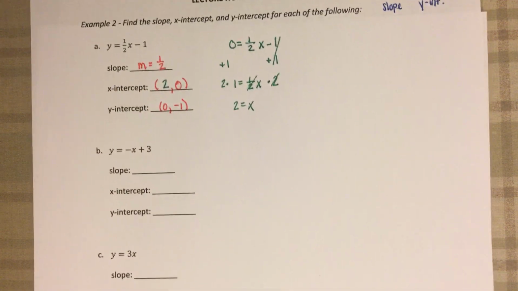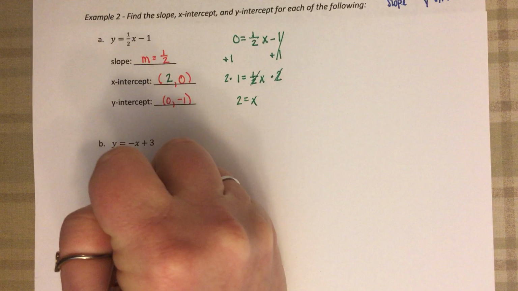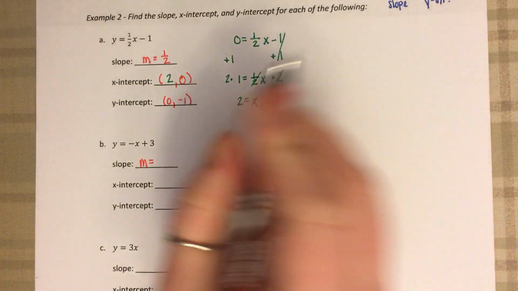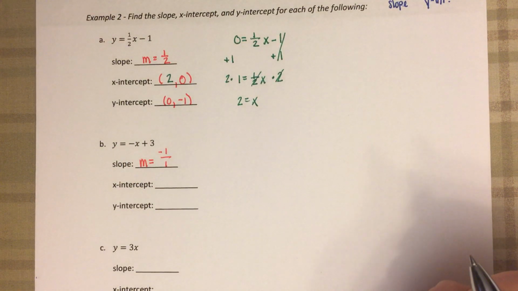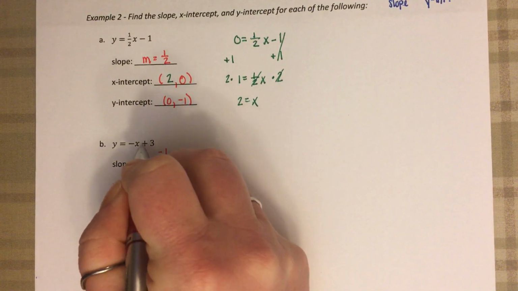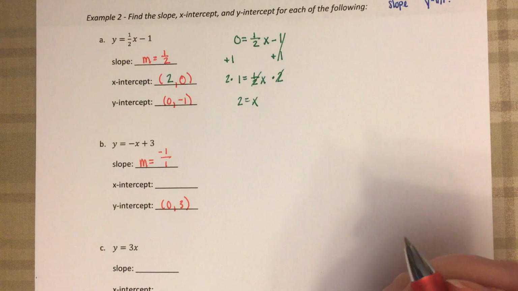All right, next couple are going to look very similar. So we're going to start with our slope. So in example B, y equals -x plus 3. Our slope, in front of our x is an invisible 1. We think about slope as a fraction, so I'm going to write it as -1/1. Our y-intercept always starts with a 0 for x and then includes this other number for y. So we have 0, 3.